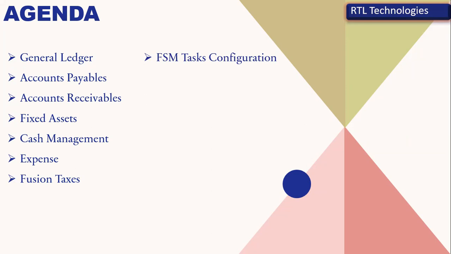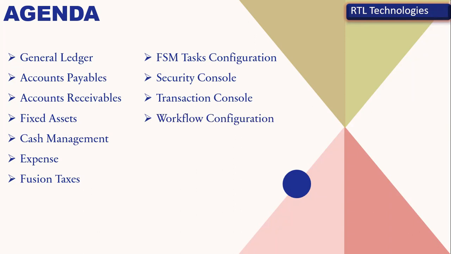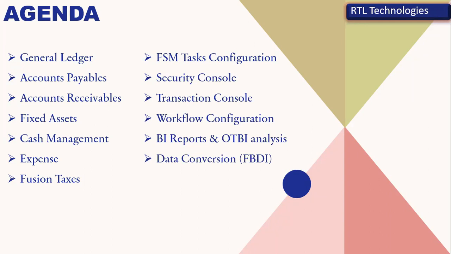Of course, this is required for functional also. FSM, Functional Setup Manager, is a simple admin module. Then we'll talk about Security Console, also an admin module, simple. And Transaction Console: approvals, transaction tracking, workflow configurations, approvals, BI reports and OTBI analysis come under technical. We'll also be discussing one example of data conversions, and a BDA, and we'll take one example of personalization. So this all comes under technical.